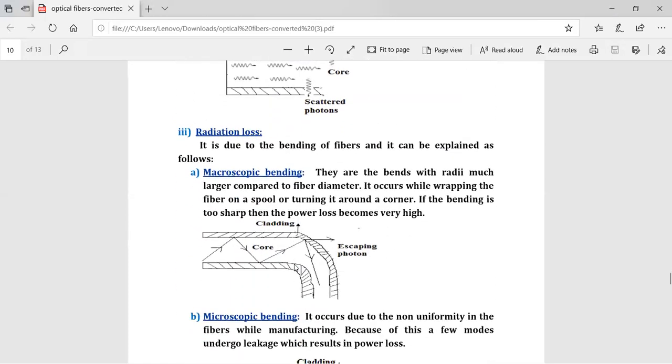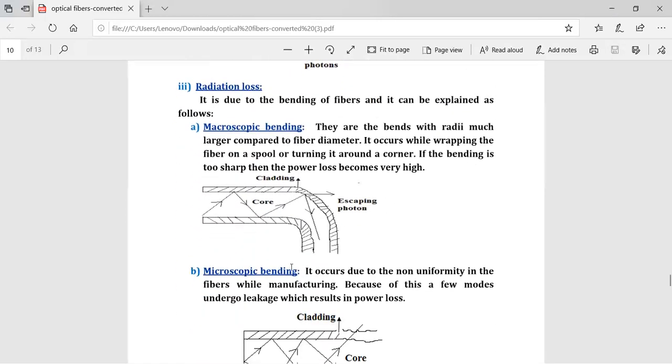Third one is radiative loss or radiation loss. Radiative losses are of two types: one is macroscopic bending, second one is microscopic bending. What do you mean by radiation loss? It is a loss due to the bending of the fiber. The bending of the fibers or bending of the cable is called radiation loss. So there are two types of bendings, macroscopic bending and microscopic bending.